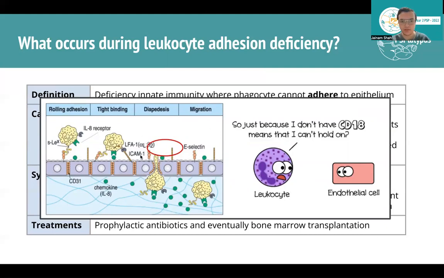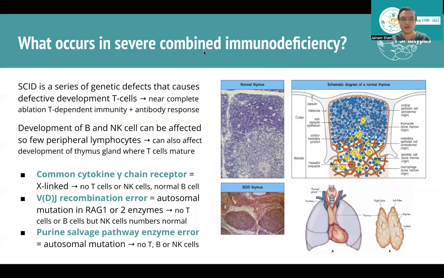But at the point where you have the binding, if you're missing that protein, it's not going to go any further. And on the right-hand side is just a cute little cartoon showing the fact that the leukocyte really does want to destroy the pathogen, but it's not able to really hold on to the endothelium because of CD18 not being present. Okay. Now, there's this cluster of conditions called severe combined immunodeficiency, or SCID.